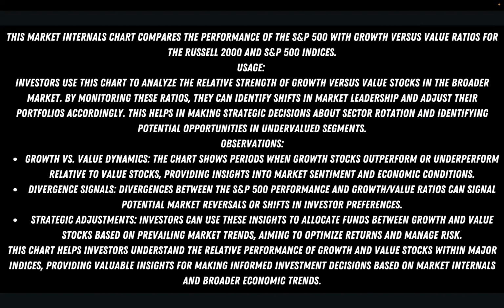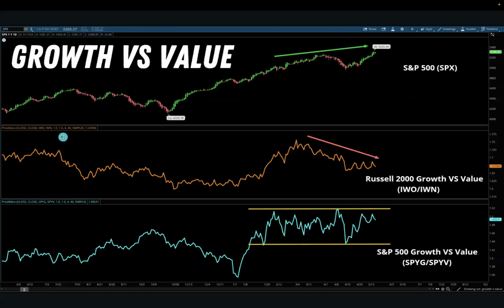Now, there can be divergent signals, right, between the S&P 500 and growth versus value ratios. These can signal potential market reversals or shifts in investor preferences. So you can make strategic adjustments by using these insights to allocate funds between growth and value stocks based on prevailing market trends, aiming to optimize returns and manage risk. So this chart helps investors understand the relative performance of growth and value stocks within major indices, providing valuable insights for making informed investment decisions based on market internals and broader economic trends.